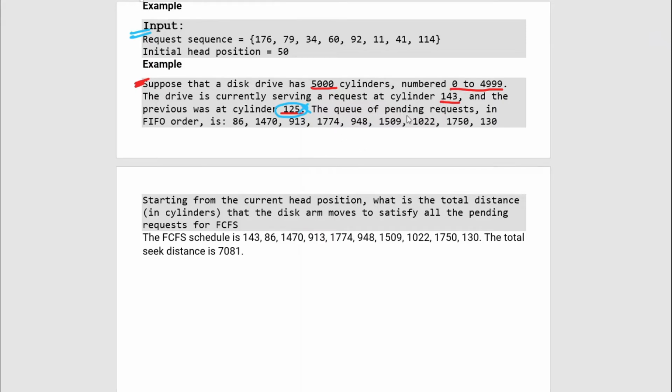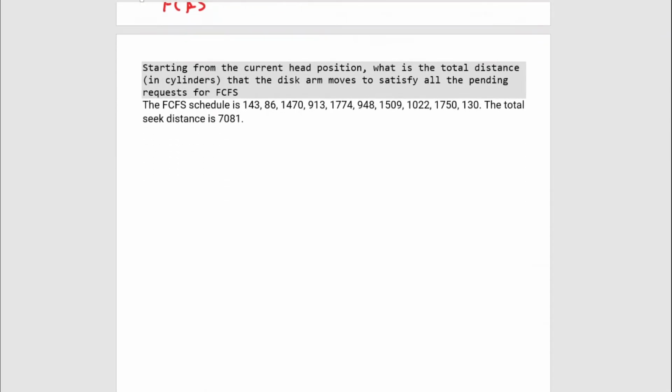Okay. The queue of the pending requests in FIFO order. FIFO means we are going to solve the numerical using the FCFS disk scheduling algorithm, and you are given the queue. So what you are going to do is write down everything in the ascending order first. So what are we going to write down? First we are going to write all track numbers in ascending order.